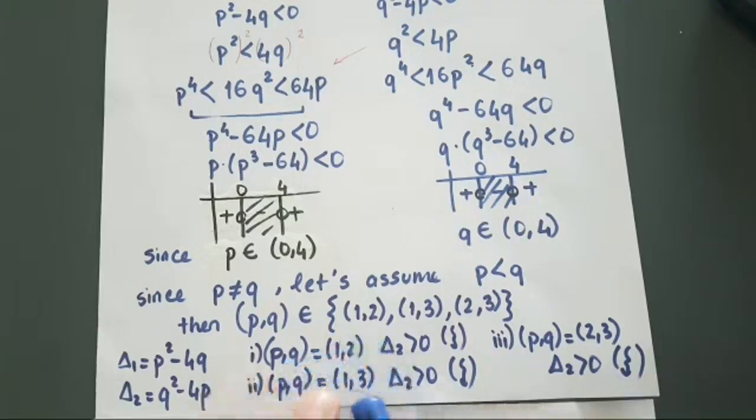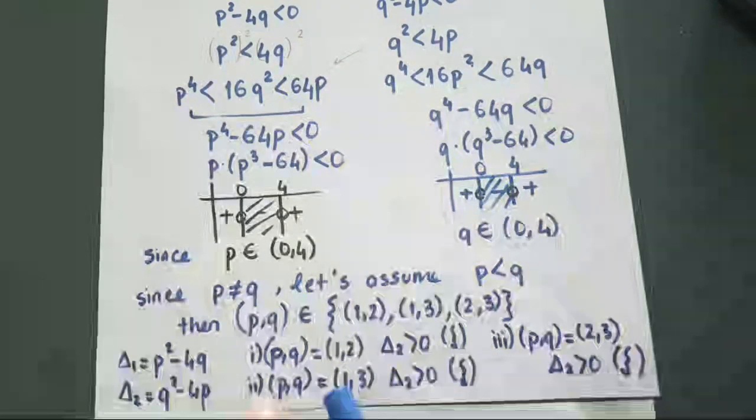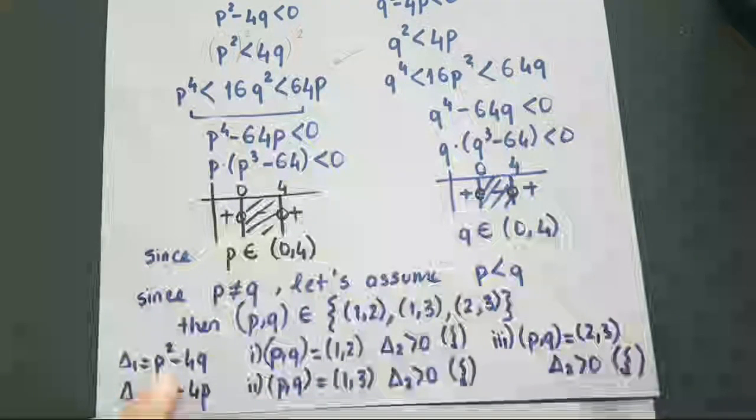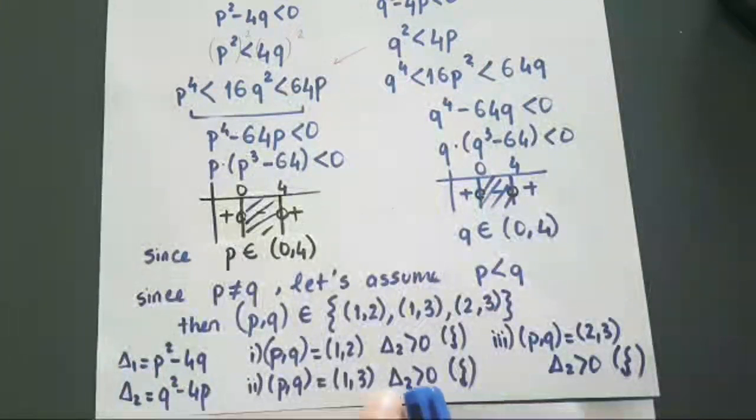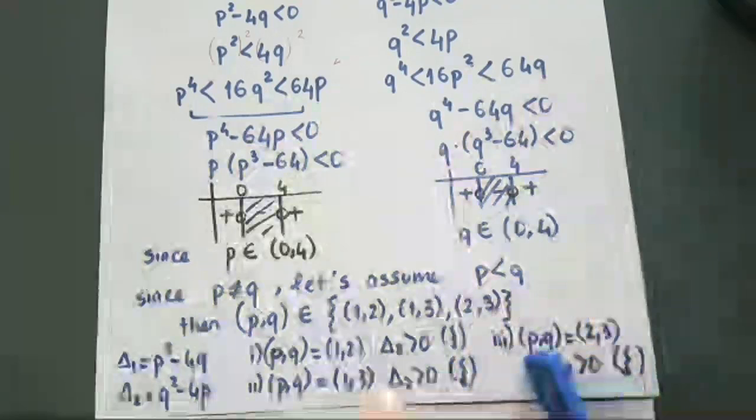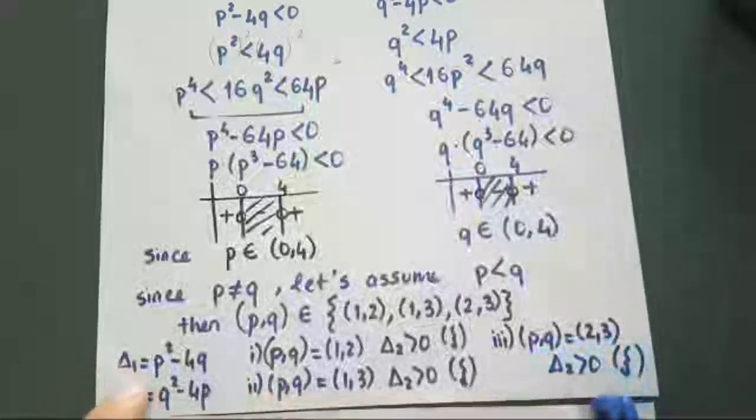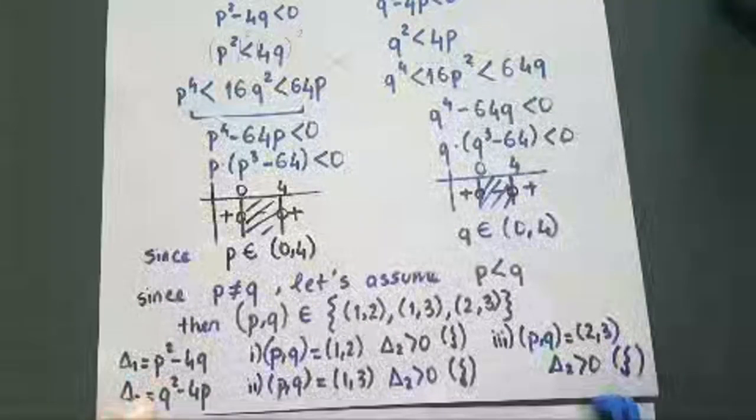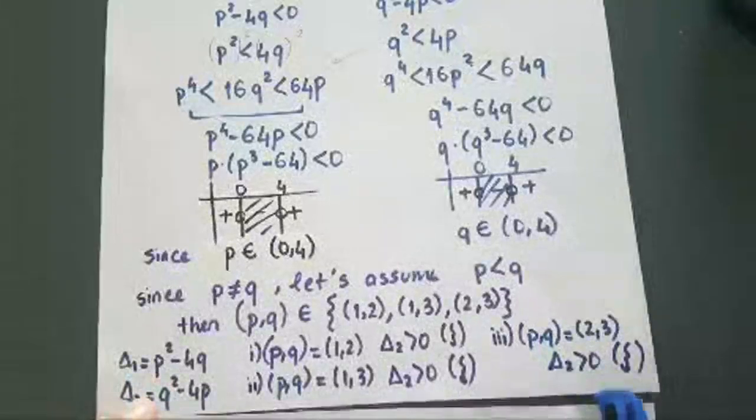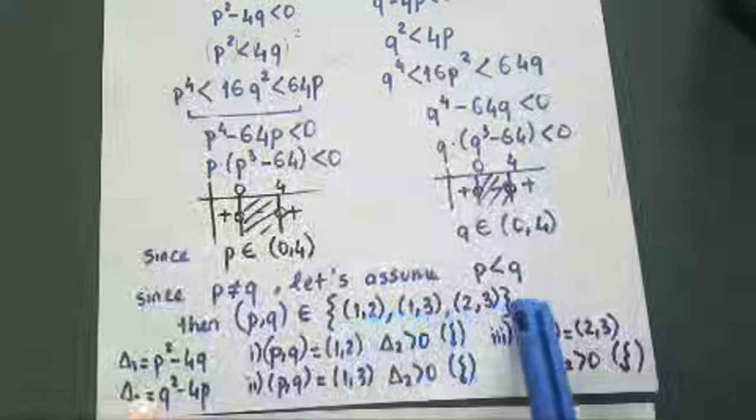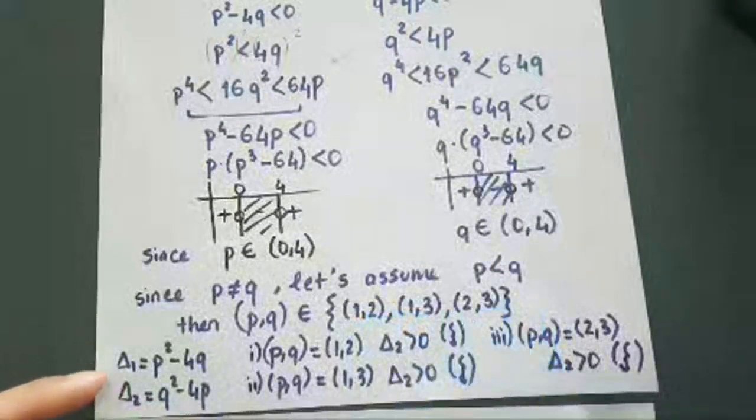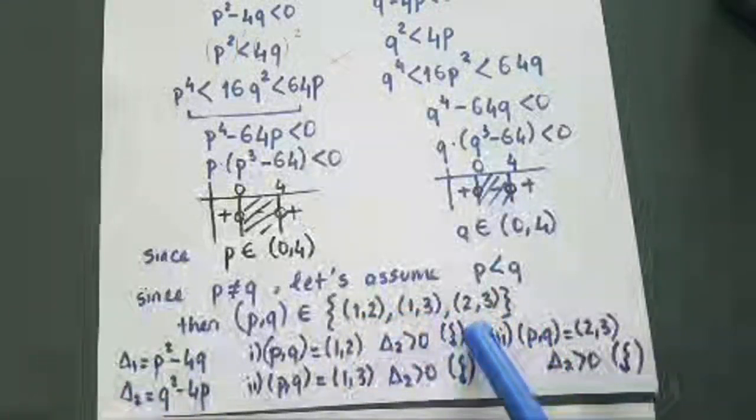If the ordered pair is 1 and 3, when I check the discriminants, again, no problem with the first one, but with the second one we have a problem. It is greater than 0. It cannot be greater than 0. And for the third one, when I check p and q, 2 and 3, this time again delta 2 will be greater than 0. Again, I failed, which means that for these ordered pairs, at least one of delta 1 or delta 2 will have real roots.